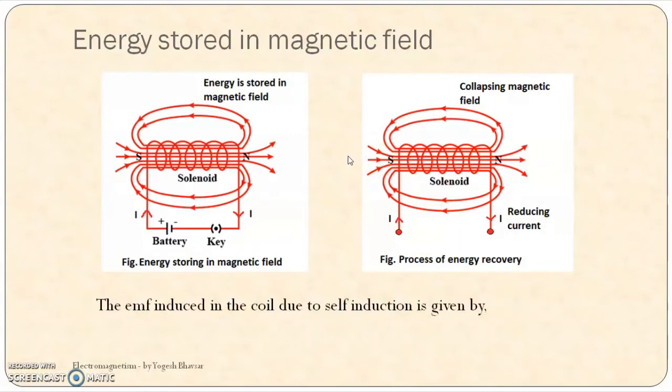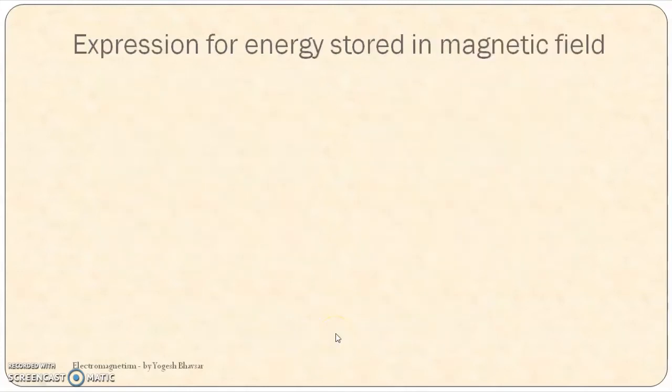Now the induced EMF in the coil due to self induction is given by, as we have seen in the previous video, E is equal to minus L di by dt. This is the self induced EMF in the coil itself, right? When we give supply, it will set up a magnetic field, and due to that magnetic field, it will set up an EMF, and this EMF is exactly opposite to the source voltage. That's why the negative sign is given to this formula. So E is equal to minus L di by dt, where L is the self inductance.